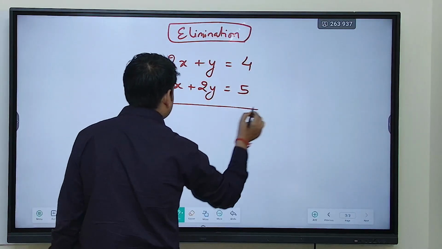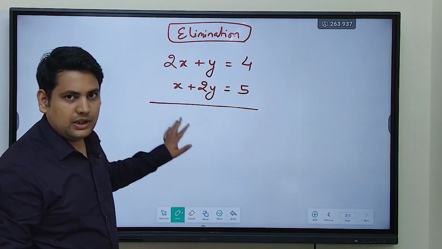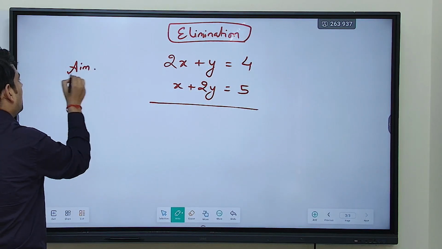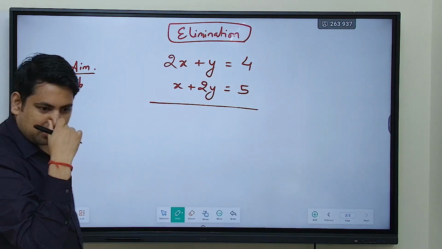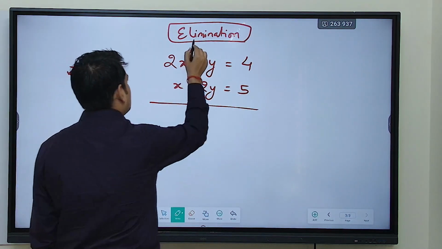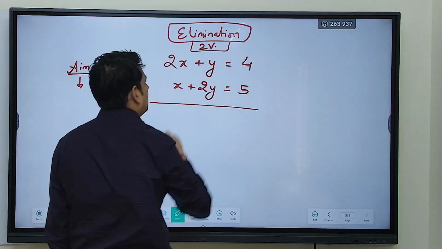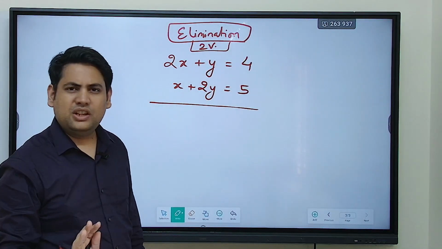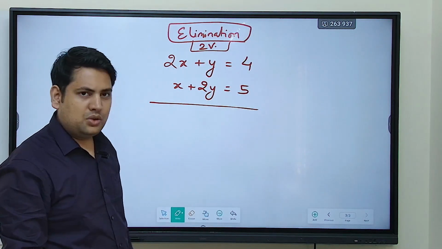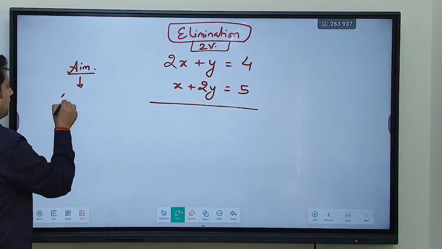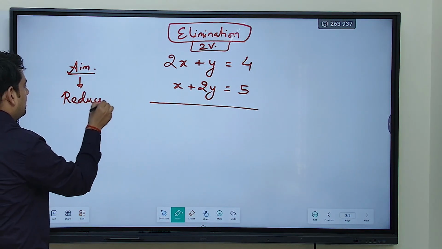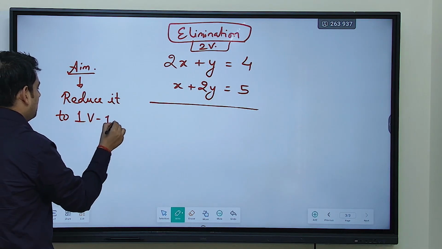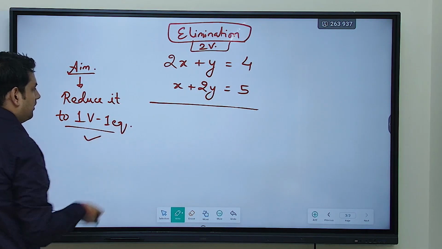Now see, how do you do this? See this equation. Now our aim, whenever we are trying to solve two variables and two equations questions, is this. For two variables you will need two equations, for three variables you need three equations, for one variable you need one equation. That is simple. Now for two variables our aim is always to reduce it to one variable, one equation, and then we can solve it.